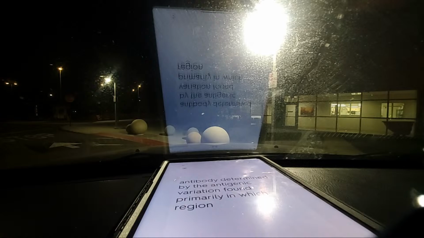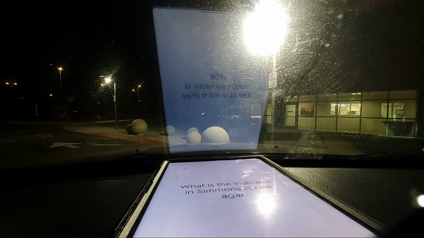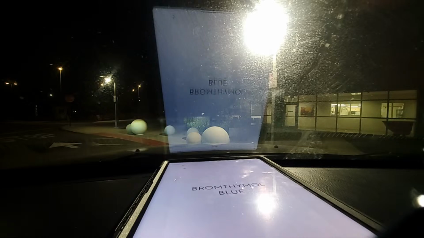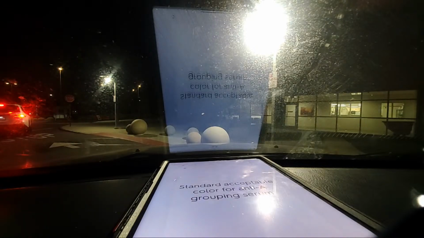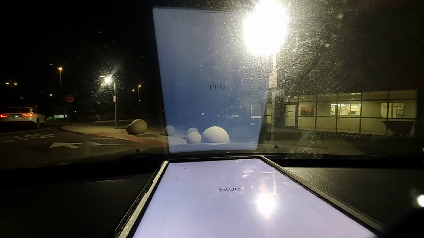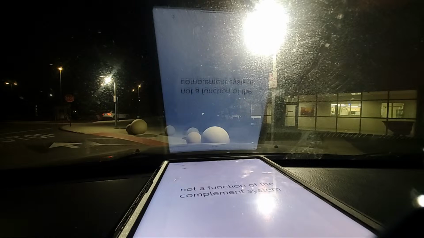Antibody determined by the antigenic variation found primarily in which region? Constant region of heavy chain. What is the indicator in Simmons citrate agar? Bromthymol blue. Standard acceptable color for anti-A grouping serum. Blue. Not a function of the complement system. Involved in the production of antibodies.